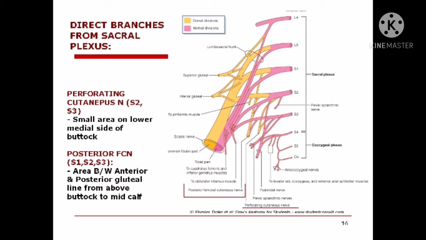The perforating cutaneous nerve, it arises from S2 and S3 and supplies this small area on the lower medial side of the buttock. The posterior femoral cutaneous nerve, it arises from S1, S2 and S3 and supplies the posterior gluteal line from above downward. It goes on the back of the thigh and crosses the popliteal fossa and reaches at the mid calf or the back of the leg.